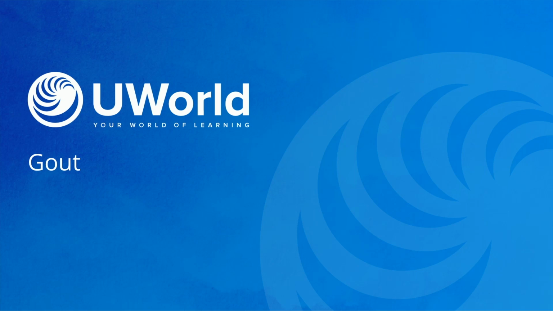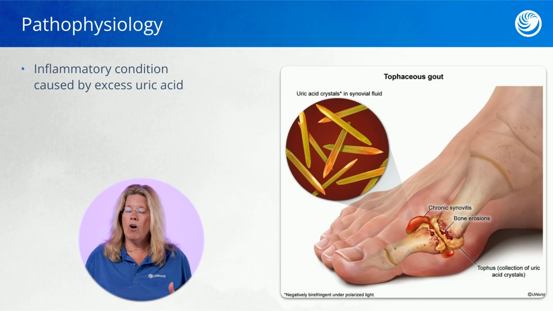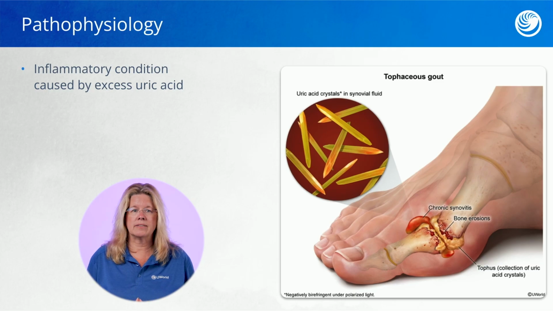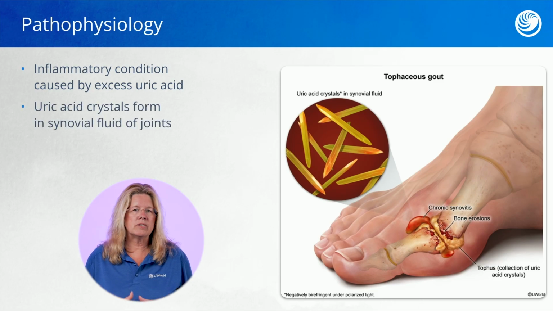The topic is gout. Gout is an inflammatory condition caused by excess uric acid. Now, we all have uric acid in our bloodstream. Under normal conditions, the uric acid is flushed out through our kidneys. Clients who present with gout will have an excess accumulation of uric acid in their bloodstream. It then forms into crystals and will accumulate in the synovial fluid of joints.